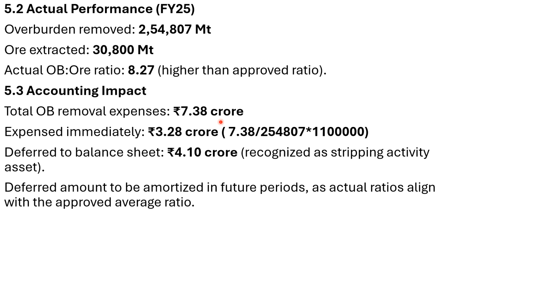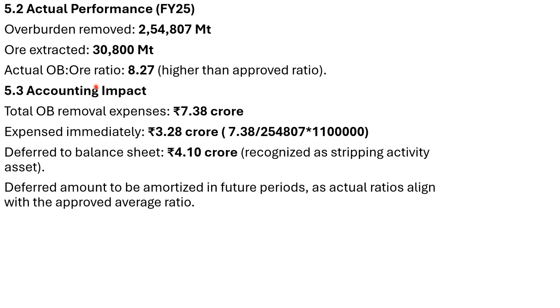FY25, take an example. Overburden actually removed is 2,54,807 metric ton. Ore extracted, 30,800 metric ton. The actual OB to ore ratio is 8.27, which significantly fluctuates from the approved ratio during the life of the component. Hence, we are going to defer this cost.